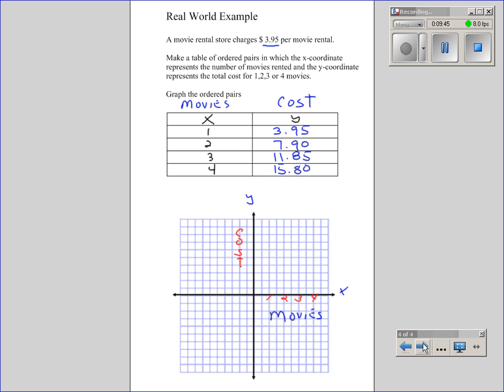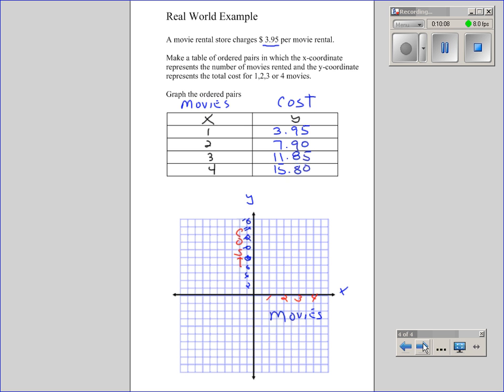So it'll be 2, 4, 6, 8, 10. The Smartboard is misaligned a little bit, but we'll make do with it. 14, and 16. Okay, we'll do the best we can.